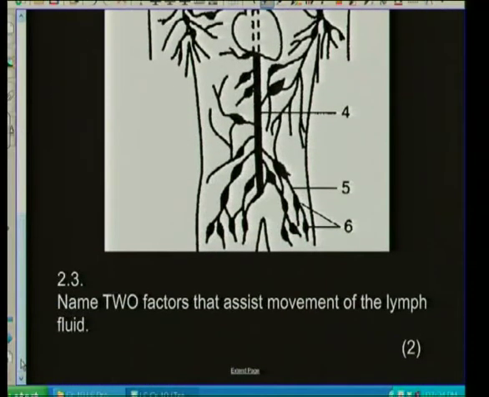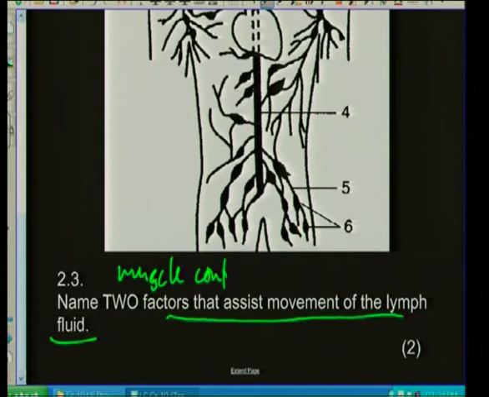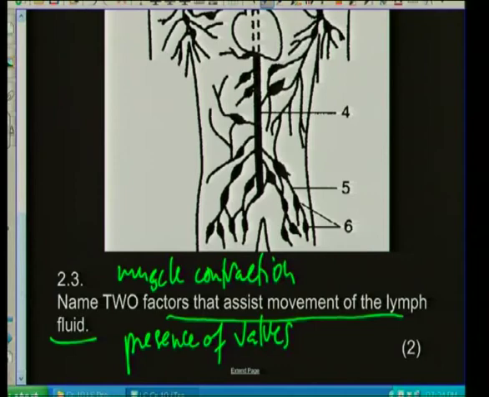Name 2 factors that assist movement of the lymph fluid. What factors assist the movement of the lymph fluid? It would be the muscle contraction and the presence of valves, because the valves will prevent backflow. The muscular contraction would move the lymph upwards.